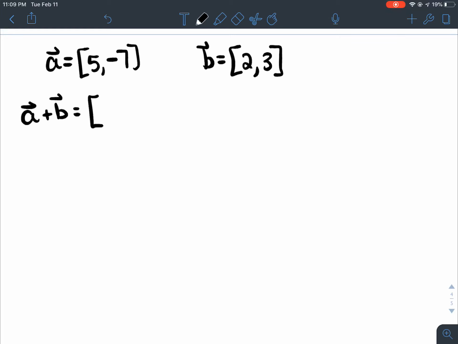So we learned all we do is add the x component. So 5 plus 2 would be 7. And we just add the y component. So negative 7 plus 3 would be negative 4. Boom. That's how we add vectors.